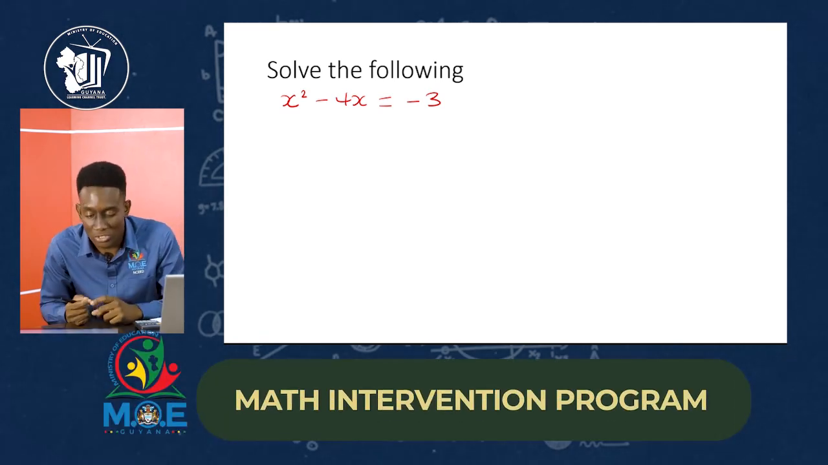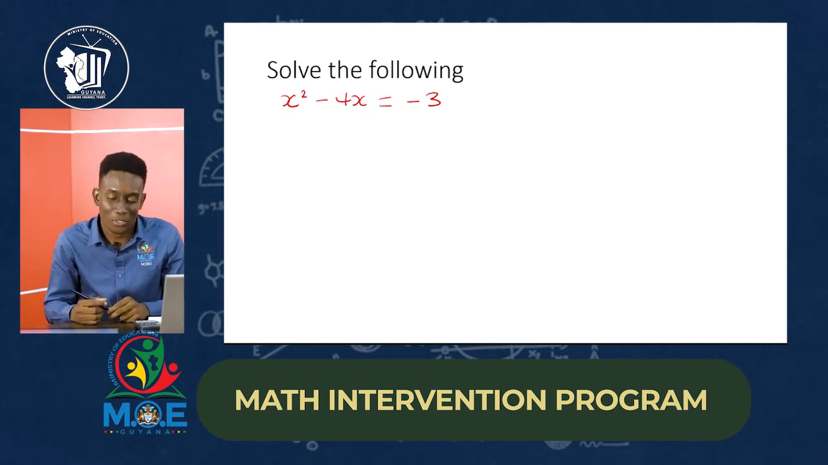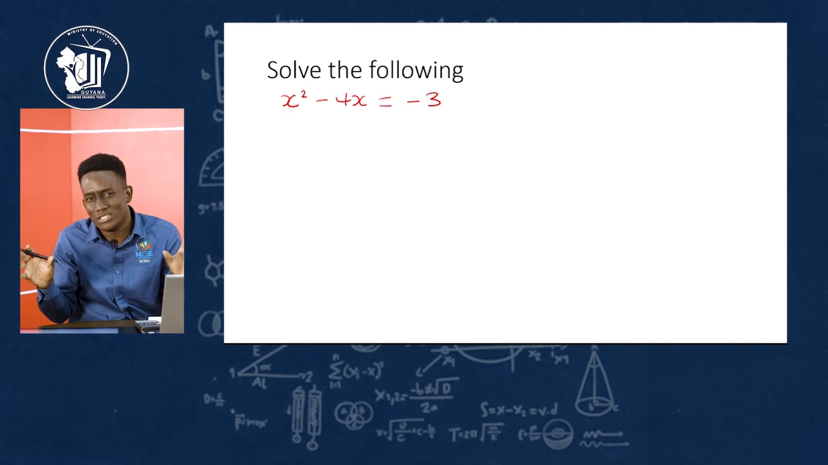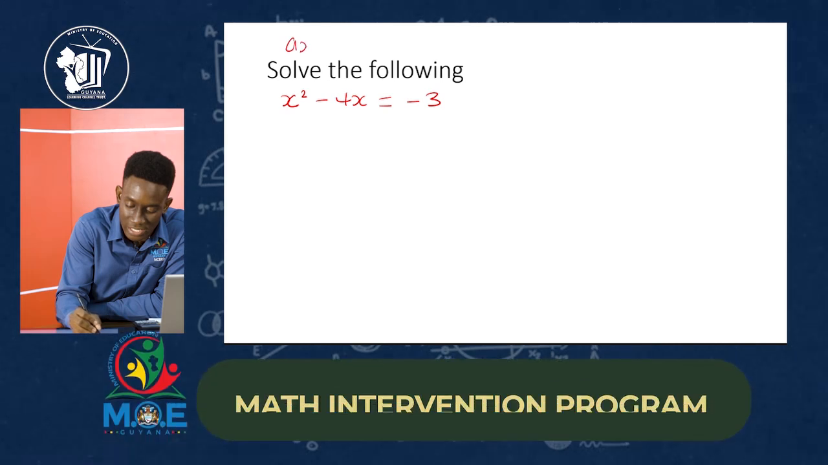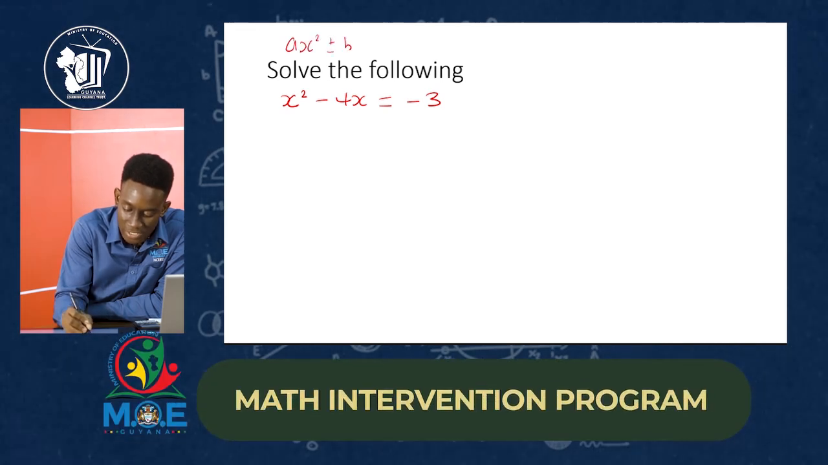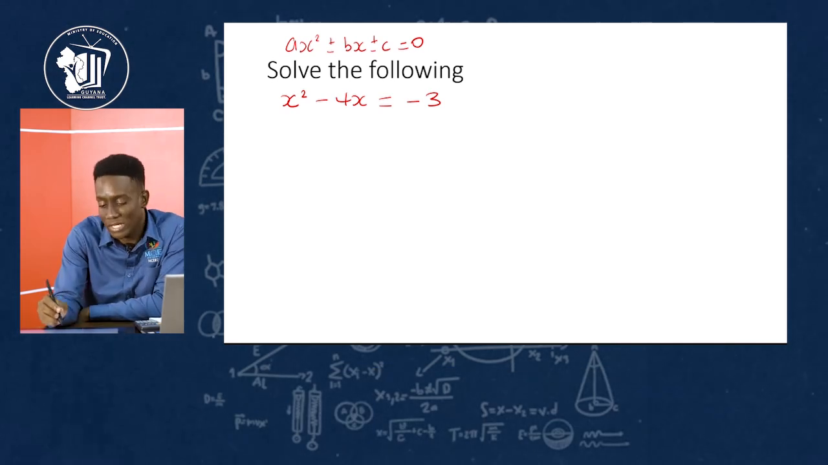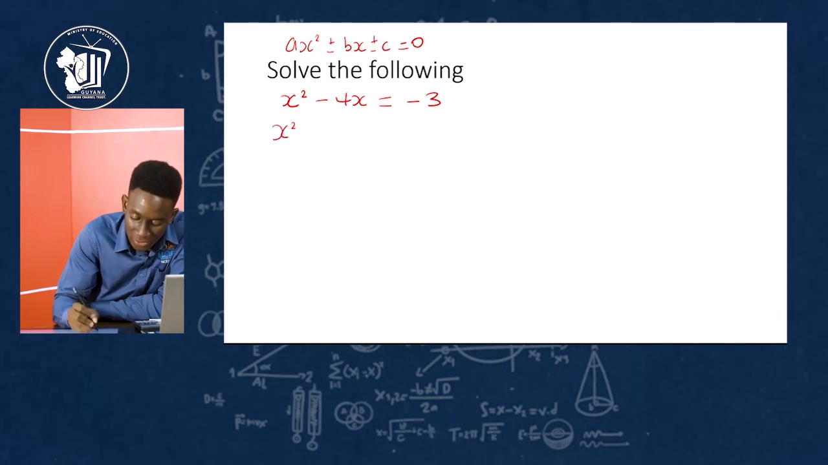So some people may run and jump and say a is equal to 1, b equal negative 4, and c equal negative 3. But we have to remember to identify a, b, and c, it must be in the general form. And we know the general form for a quadratic equation is ax squared plus or minus bx plus or minus c is equal to 0. So we have to transform this into the general form. And we can simply do that by taking over this minus 3. So when we take over the minus 3, we'll have x squared minus 4x plus 3 is equal to 0.